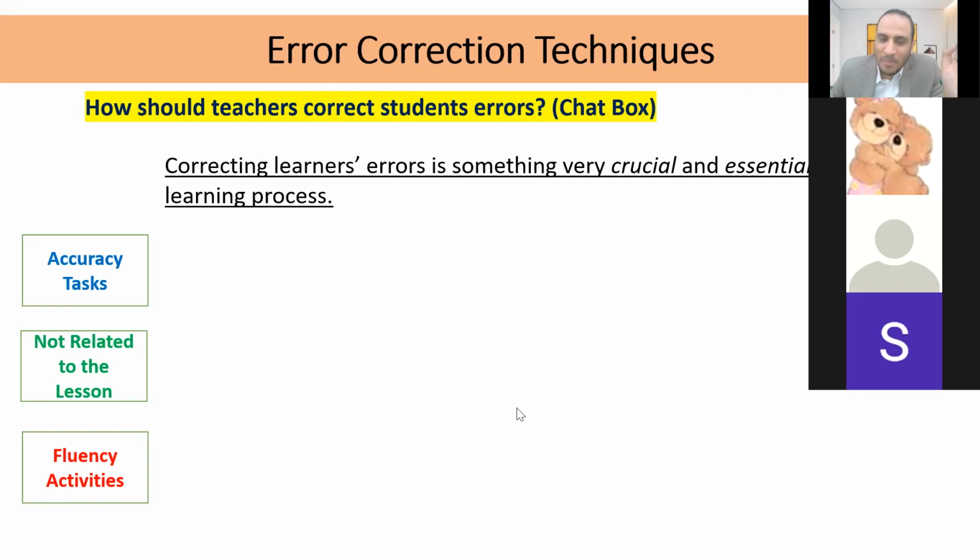English native speakers make mistakes. Even machines, robots make mistakes. So it's okay to make mistakes. Don't be afraid of this. Don't be ashamed of this.